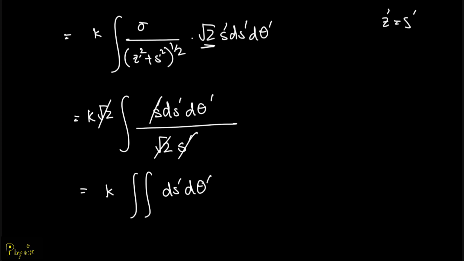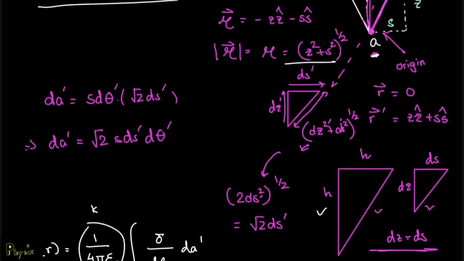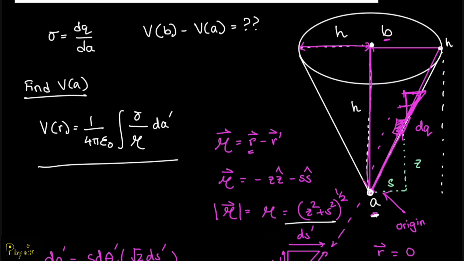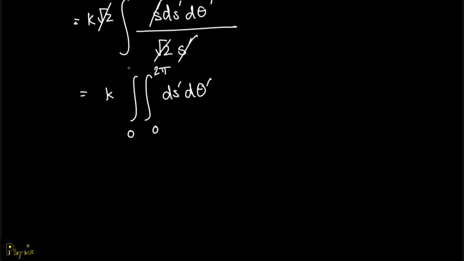Now for the bounds. For theta, it should go from 0 to 2 pi, and for s, it basically should go from 0 to h, because as you can see, s ranges from the origin over here, which is at 0, to this point over here, which is at h. So this ranges from 0 to h, and this integral isn't quite difficult to solve. You end up getting that this is k times 2 pi, and then you have h.